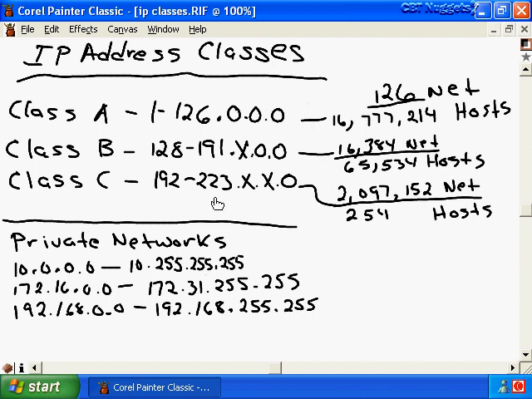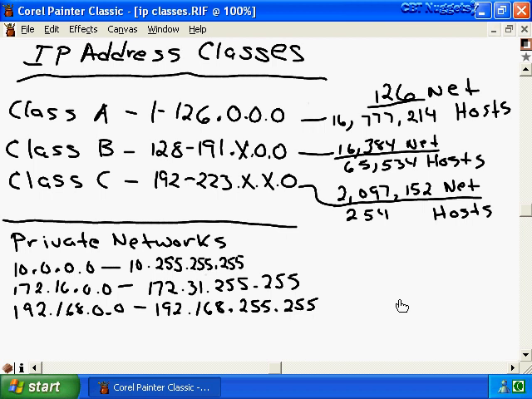And lastly, a Class C IP address is denoted by the range in the first octet of 192 to 223, and it uses the second and third octets for the network portion of the IP address, which means we can create over 2 million networks, and that leaves the 4th octet left over for hosts, and that means we can have 254 hosts on these 2 million plus networks.